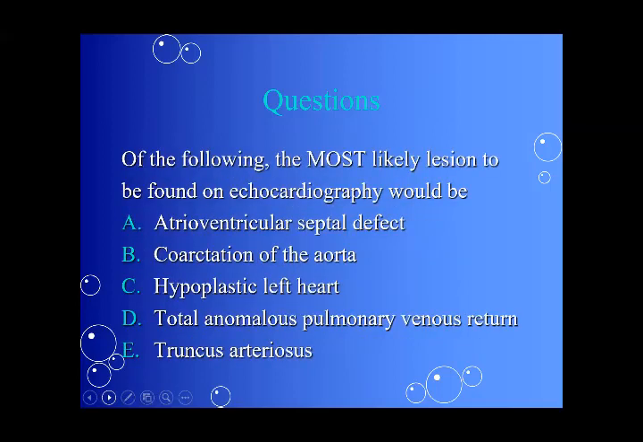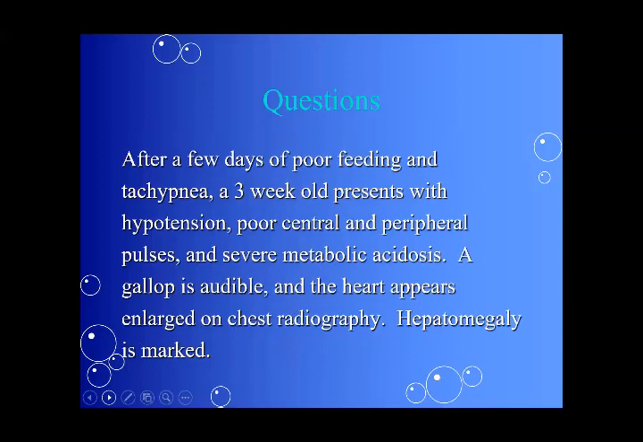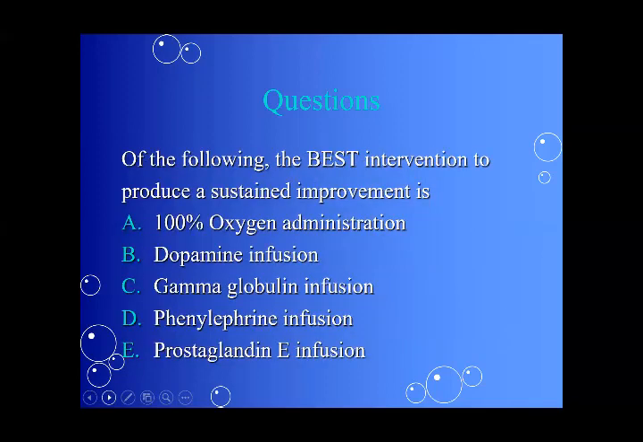Let's see the next question. After a few days of poor feeding and tachypnea, a 3-week-old child presented with hypertension, poor central and peripheral pulses, severe metabolic acidosis, an audible gallop rhythm, and the heart appears enlarged on X-ray with marked hepatomegaly. Okay. What is the most important thing we can do immediately in this child? Give 100% oxygen, globulin infusion, phenylephrine infusion, prostaglandin infusion. This is a bit difficult for you, it is a final year level question.